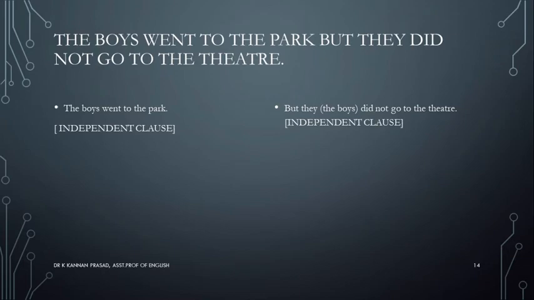Forget for a moment that they have been broken from a sentence to make two different clauses, and imagine that they are sentences. The boys went to the park, but they did not go to the theater. They are indeed independent clauses. These two independent clauses have been put together to form a long sentence. The boys went to the park, but they did not go to the theater.